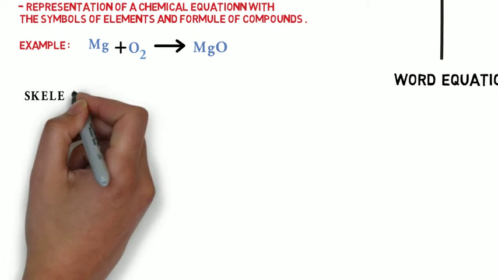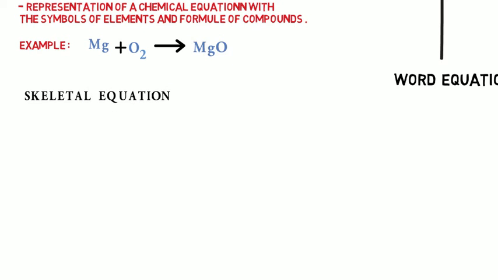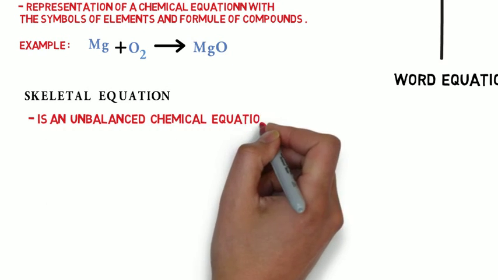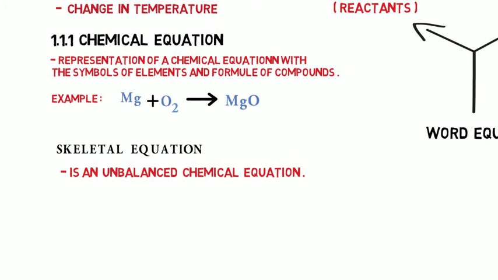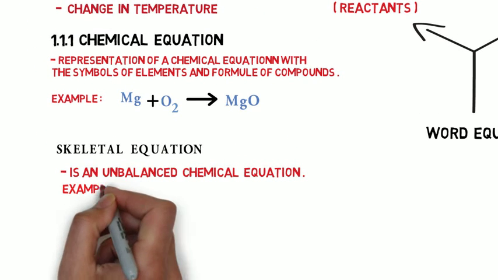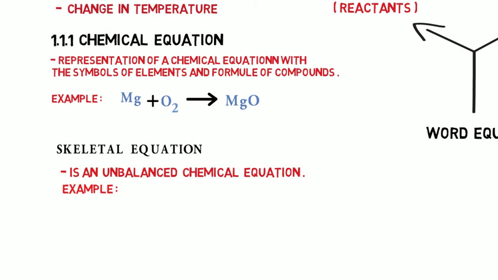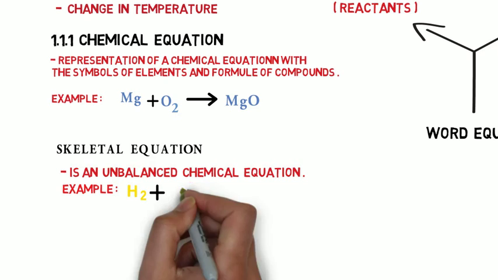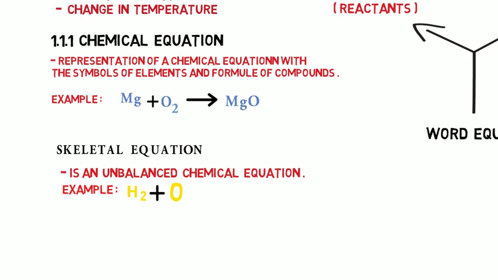Now let's get into the skeletal equation. What is a skeletal equation? A skeletal equation is an unbalanced chemical equation. Now let's look at an example. H2, hydrogen, plus oxygen gives us water, which is H2O.